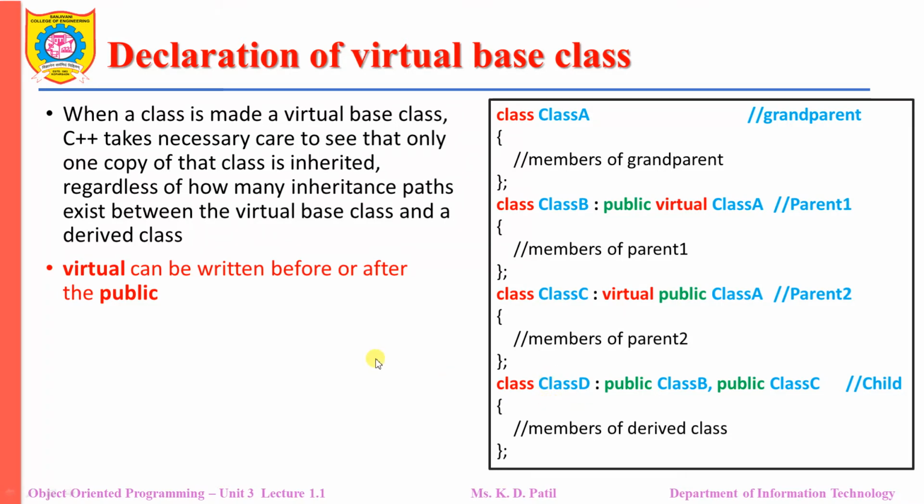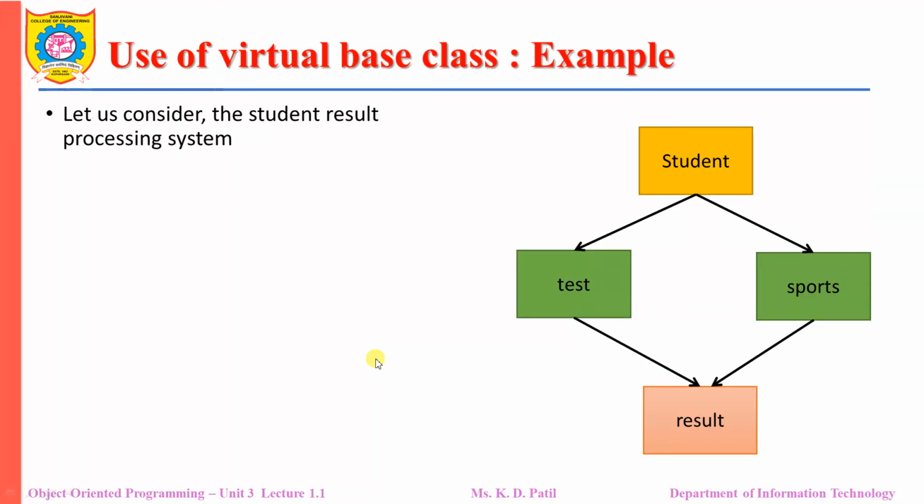Okay, so let us see the example now. Let us consider the result of a student. Okay, here we have student as an ancestor class. We have result as a derived class, and the immediate base classes are the test class and the sports class.